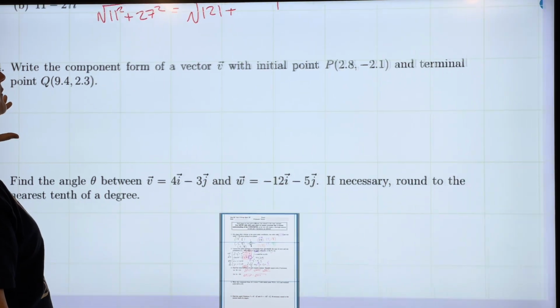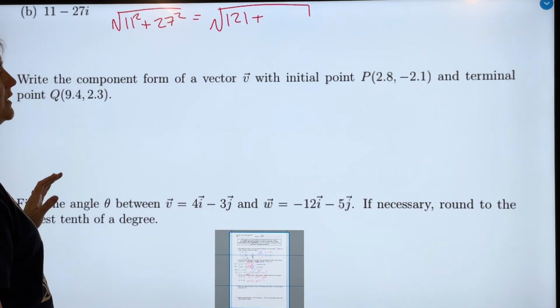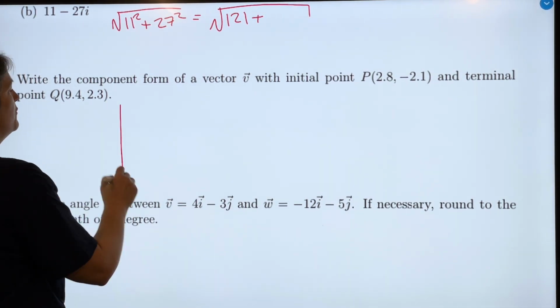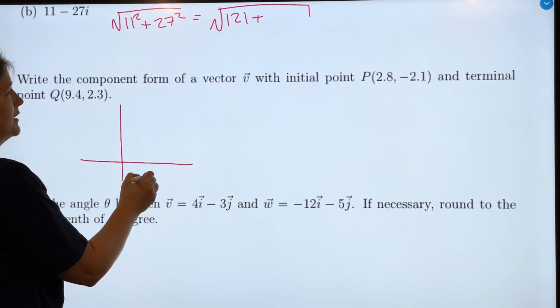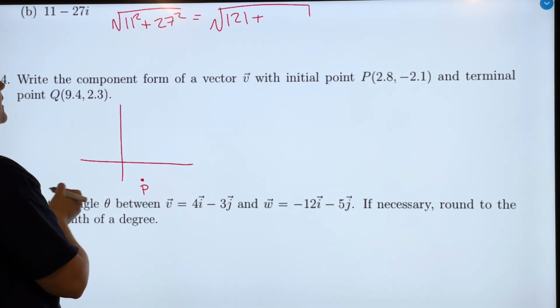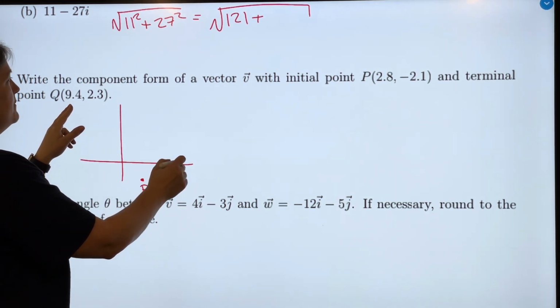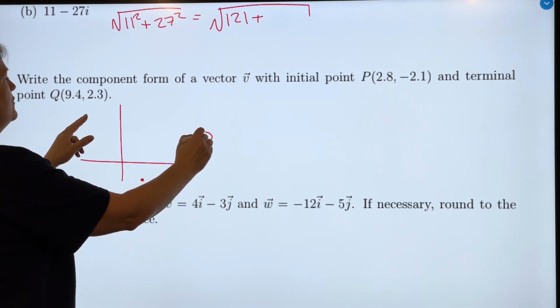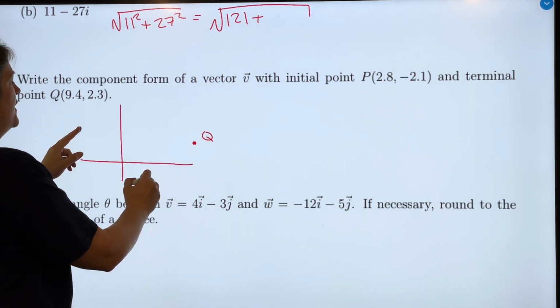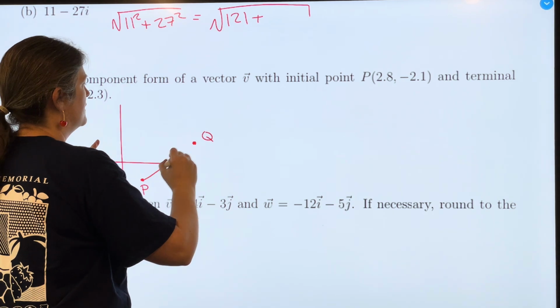Write the component form of a vector v with the initial point. Ooh, so now I've got to think about where I am. The initial point is 2.8, negative 2.1. So this is P. And the terminal point is 9.4, 2.3. So like here, this is Q. Okay? So the vector starts here and goes there.